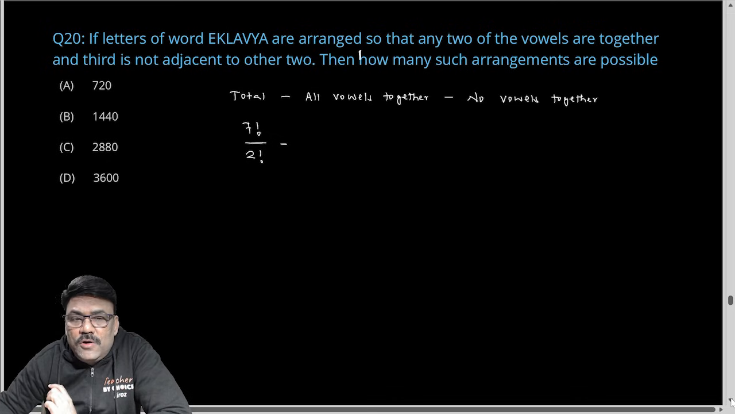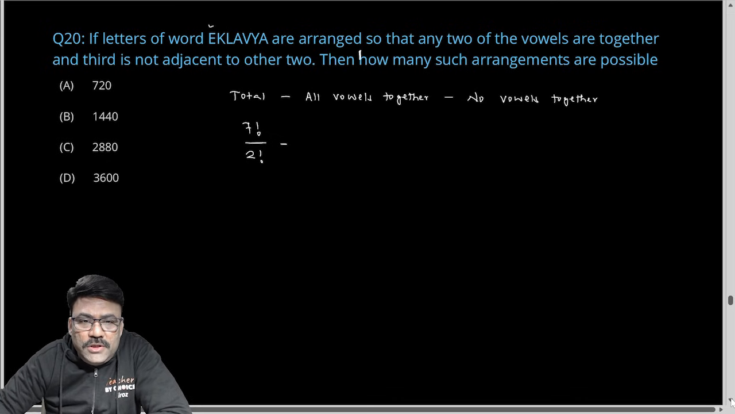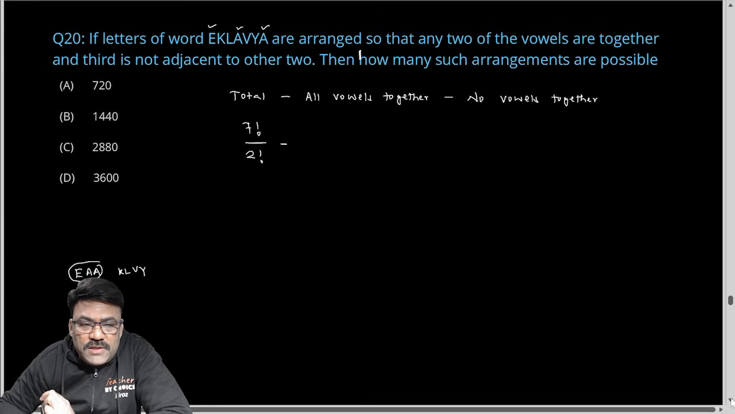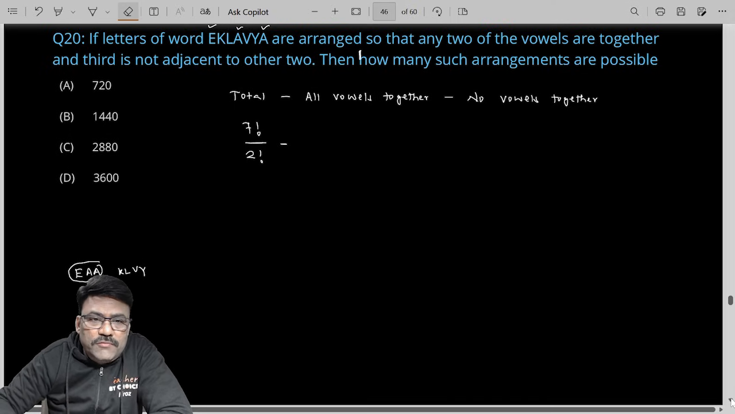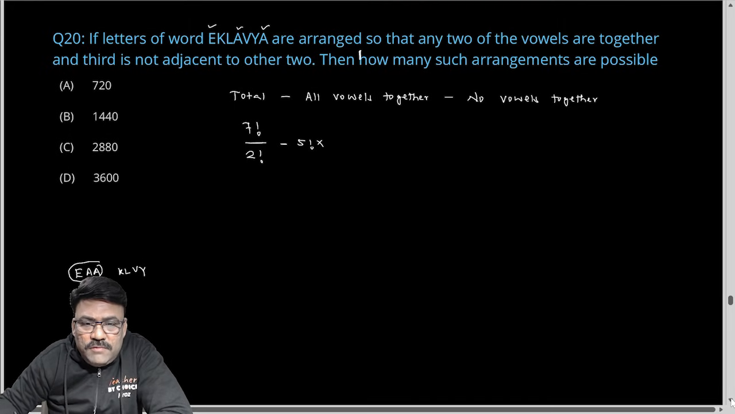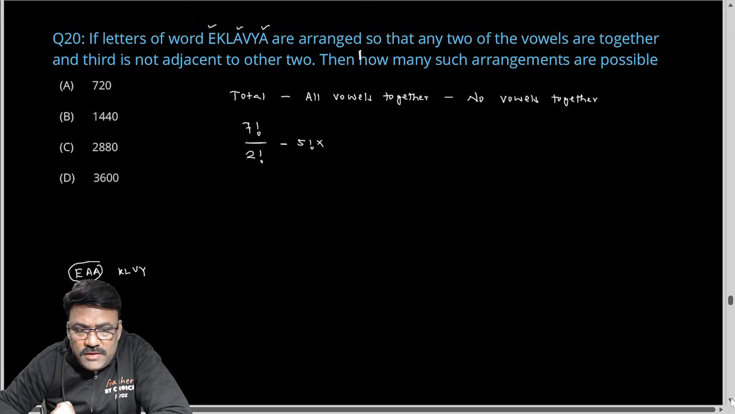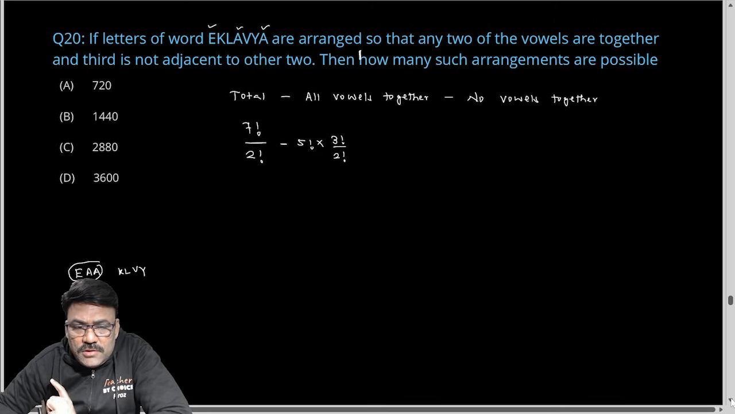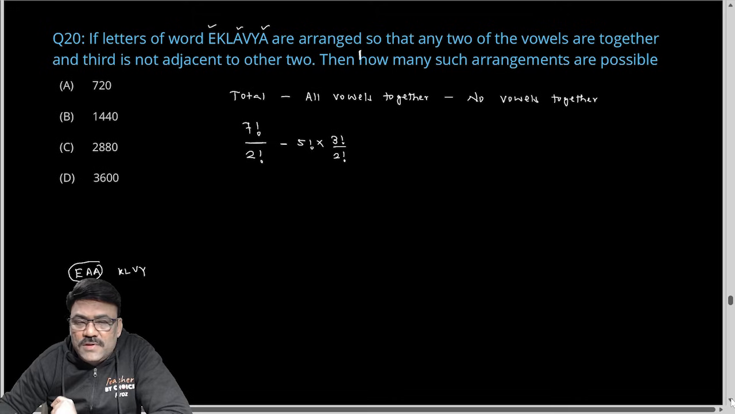Now I'm writing the number of arrangements when all vowels are together. So when all vowels are together, E, A and A are together. Consider them as a single unit, as a single letter, and the remaining 4 letters are K, L, V, Y. So now you have 5 letters: 4 consonants and these 3 vowels considered as a single letter. These 5 letters will be arranged in 5 factorial ways. But the 3 vowels which are together can be arranged among themselves in 3 factorial over 2 factorial ways, because you have 2 A's here. So this is the number of ways when all vowels are together.